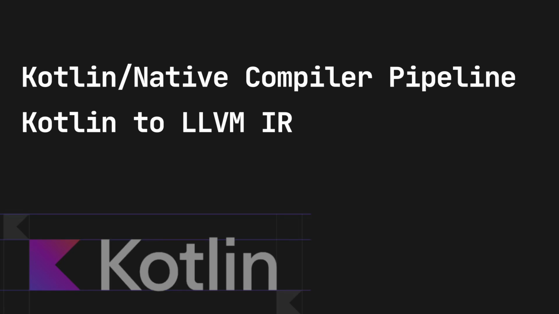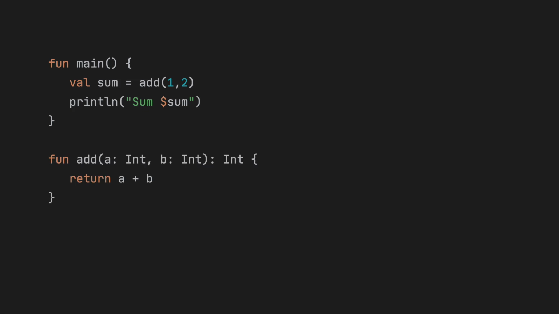In this video, we're going to look at how the Kotlin native compiler takes Kotlin IR and converts it to LLVM IR. How does the backend of the compiler work? So let's look at a very simple example. Here I have a main method which calls a method called add, which takes in 2 arguments and returns a result, which is the sum.